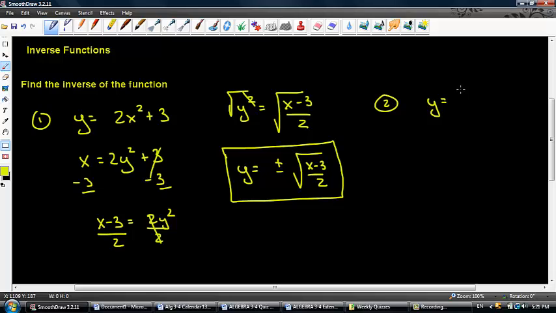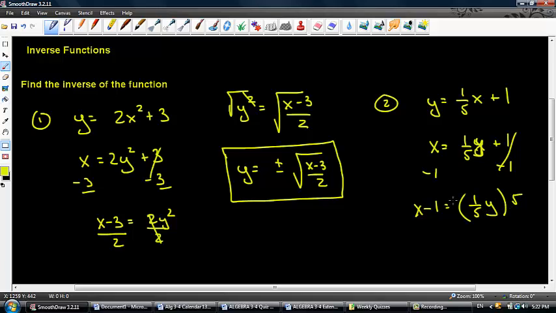y equals 1/5 x plus 1. So again, I'm going to go ahead and switch x and y right off the bat. And now I just solve for y. Whoops, that should be a y right there. So now I'm going to subtract 1 from both sides, and I get x minus 1 equals 1 over 5 y. Now I'm going to multiply everything by 5, and remember, I'm multiplying the whole thing. So this is 5x minus 5 is equal to y, and that is my inverse function.